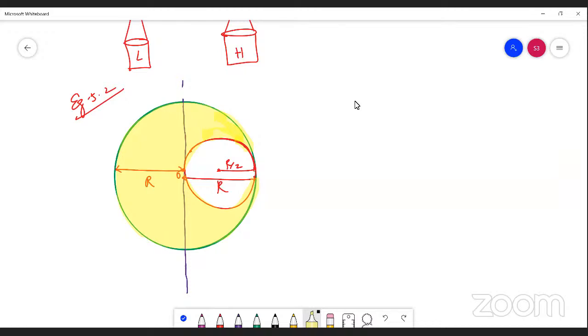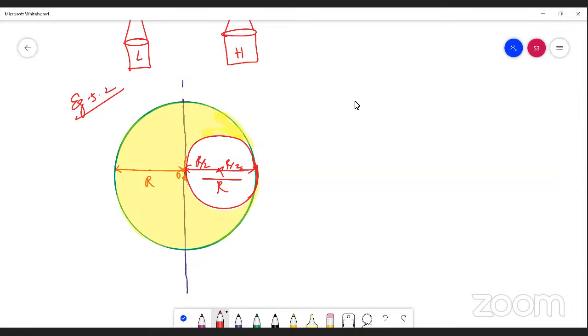This is the remaining portion of the disk. Actually, this is R by 2. This is what we have shown earlier. They are asking you to calculate the center of mass of the shaded portion.